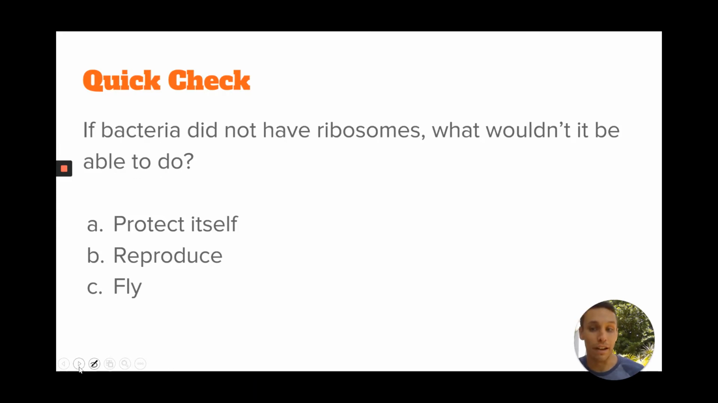All right, so if a bacteria did not have ribosomes, what would it not be able to do? Well, protect itself. Well, that wasn't listed as the function of the ribosome, so we're going to slash that one. Reproduce, that was listed as the reason that ribosomes exist, but let's look at letter C. It says fly. We know that's wrong. So yes, ribosomes enable bacteria to reproduce because they are the structures that build things inside of the cell.